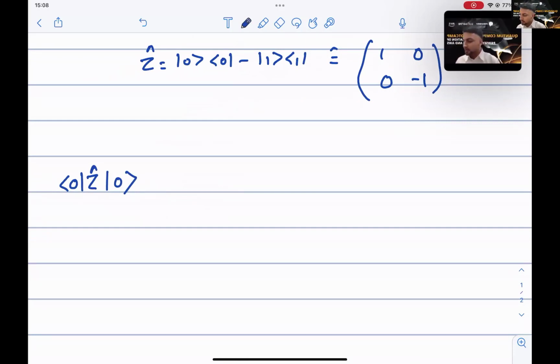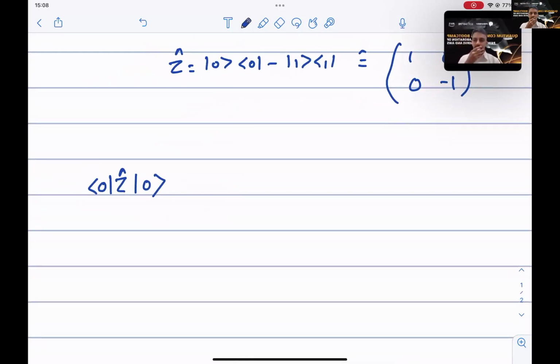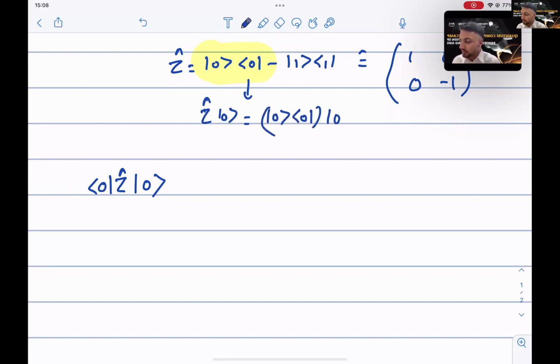But actually, the reason for having this operator form is you can just look at the operator and you'll know what it does. So what does the z operator do? Well, the first part of it tells you that it takes as input 0 and it throws back 0. So for example, if you apply z on 0, what you get is 0, 0 acting on 0, minus 1, 1 acting on 0, okay?